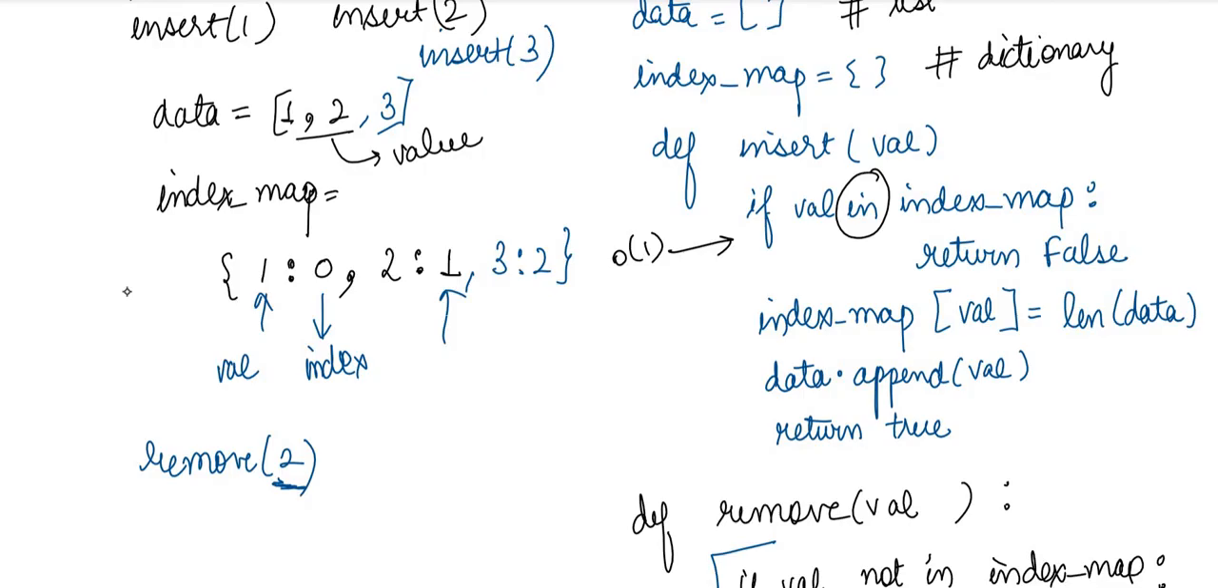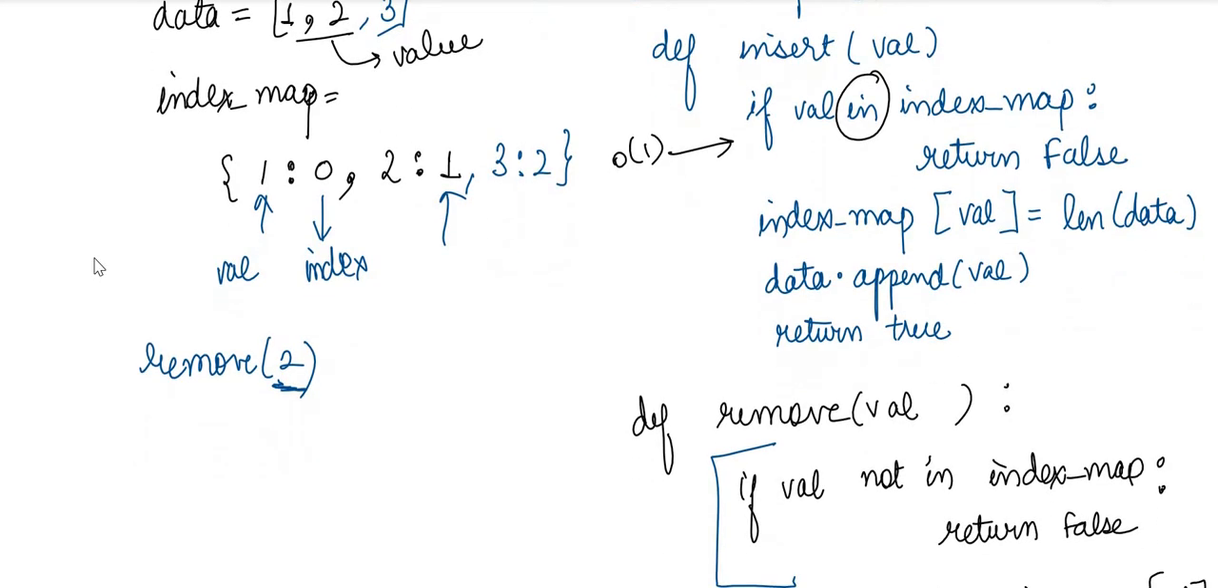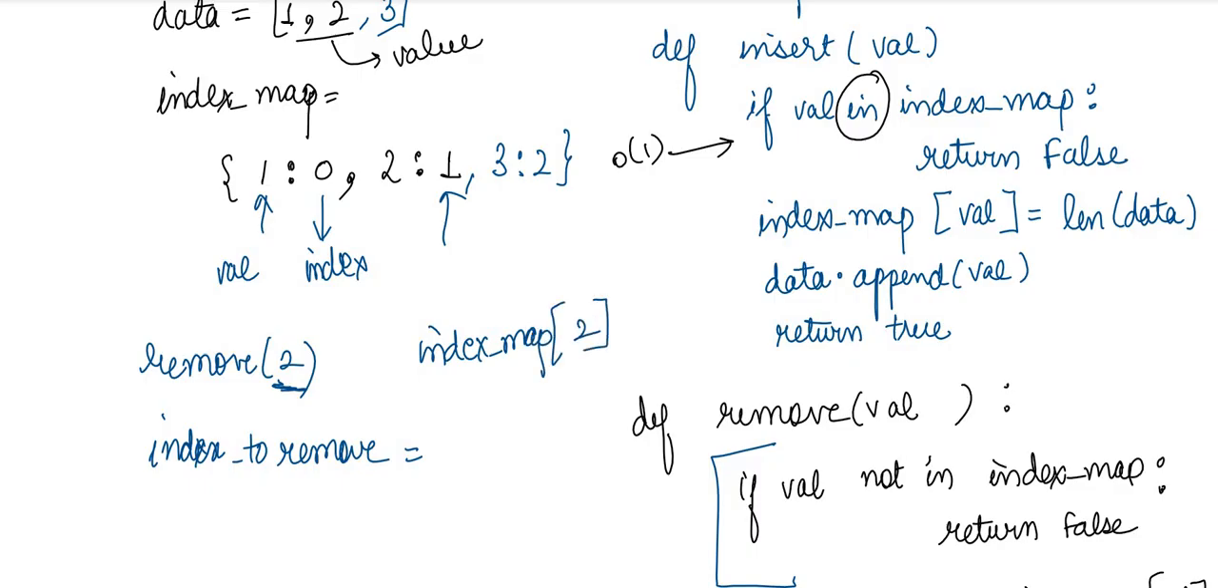So what is the index? Index is 1. So what I am doing is I am storing the index to remove. And how I am taking index? I am going to index map and in square bracket we are passing the value. So at 2 key, the index of key 2 is present, which is 1. So index 1 we have to remove.